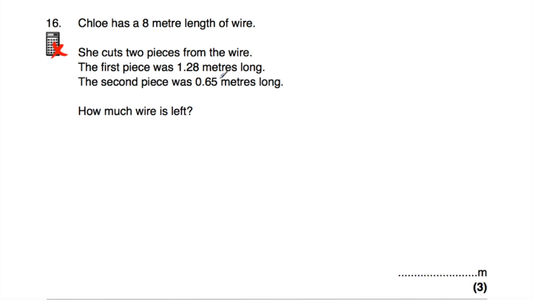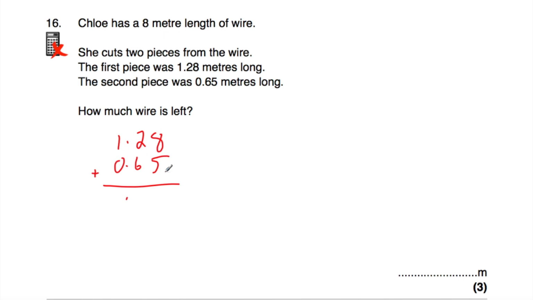the second piece was 0.65 meters long, and the question says how much wire is left. So let's add together these two numbers to see how much wire she cut away from the 8 meter length altogether. So let's take the 1.28 meters that she cut away first of all, and the 0.65 meters that she cut away after that, see how much wire she cut away in total. So let's add these together and see how much wire she took away from the 8 meter piece of wire.